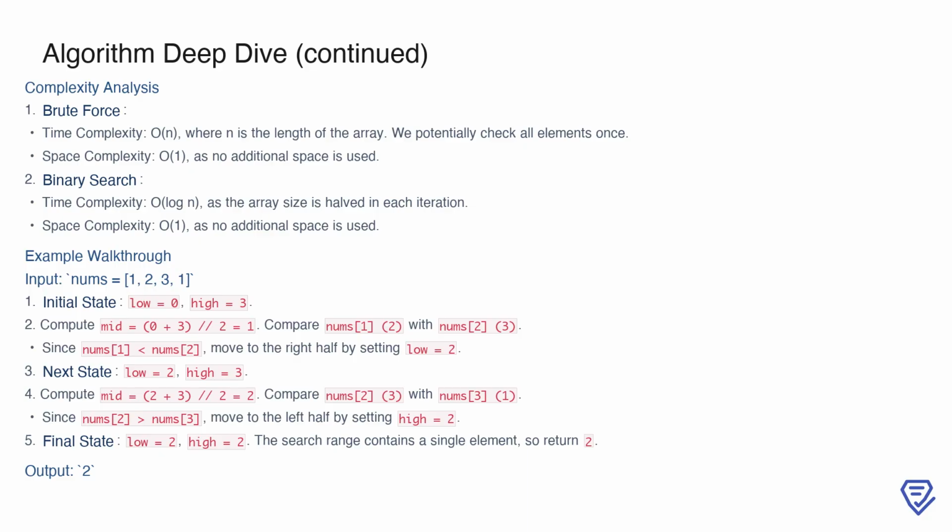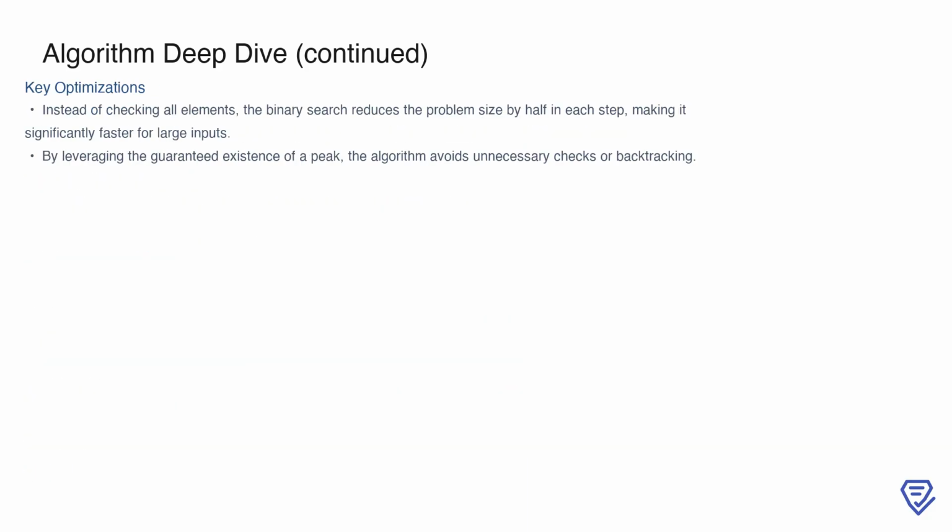Return 2, which is the index of the peak. Key optimizations in the binary search approach make it highly efficient. By leveraging the guaranteed existence of a peak, the algorithm avoids unnecessary checks or backtracking, focusing only on the direction where a peak is certain to exist.